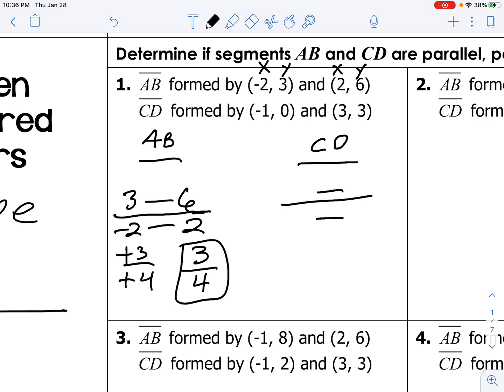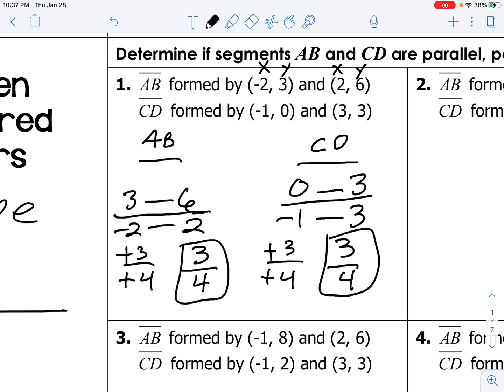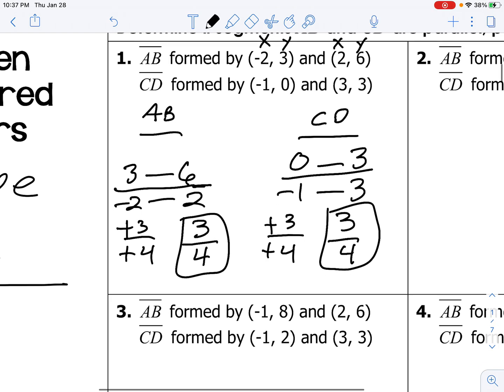All right. Now we're going to go to CD, which is the bottom 2 ordered pairs. So drop my Y's down on top, 0 and 3. Drop my X's down on bottom, -1 and 3. And then we just do the math. 0 minus 3 is -3. -1 minus 3 is -4. Negative over negative is a positive. 3 over 4 is my answer. If you look at both slopes, they are the same. So that would be parallel.